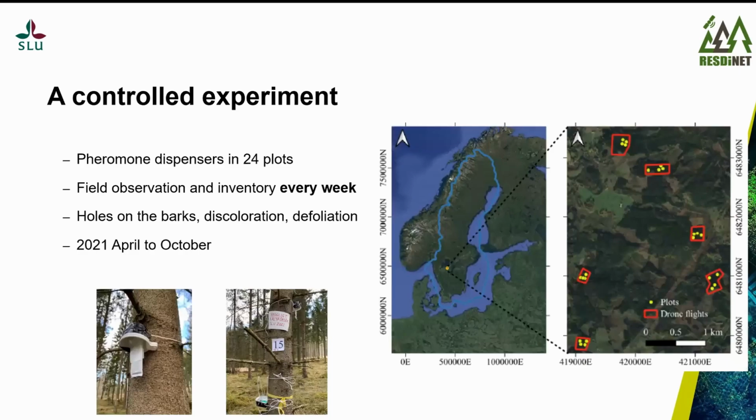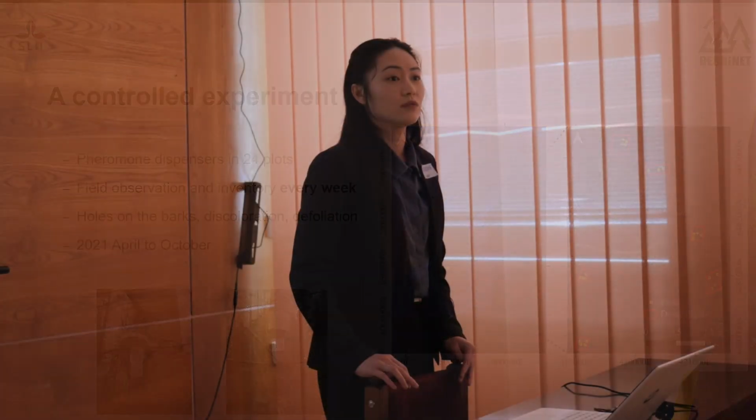This is our experimental forest in southern Sweden. In total, we have 24 plots spread across 6 stands. Then we put up the pheromone dispensers. They look like this. We use the pheromone to attract the bark beetles to attack the trees in the plot.